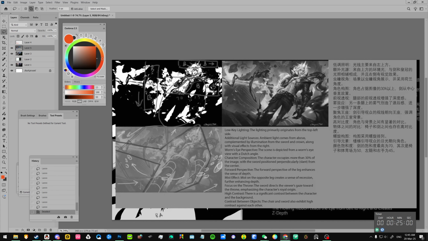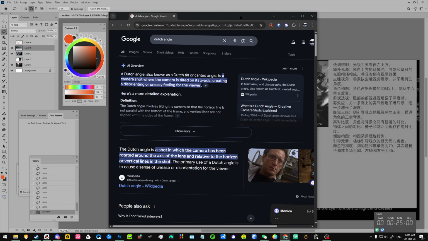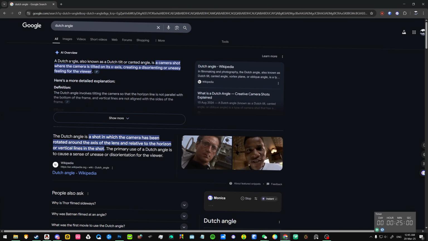You know what, I'm not very good at English either, so, Dutch angle, what is a Dutch angle? Let's ask Professor Google. Anyways, a Dutch angle, also known as a Dutch tilt or canted angle, is a camera shot where the camera is tilted on its x-axis, creating a disorientating or uneasy feeling for the viewer.